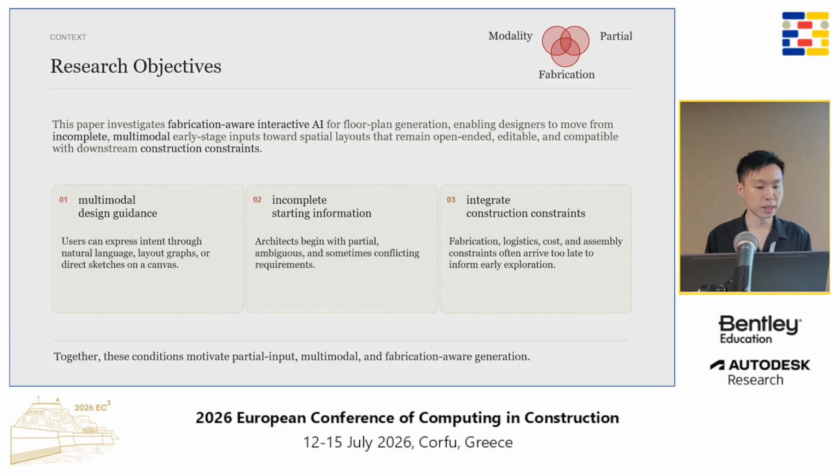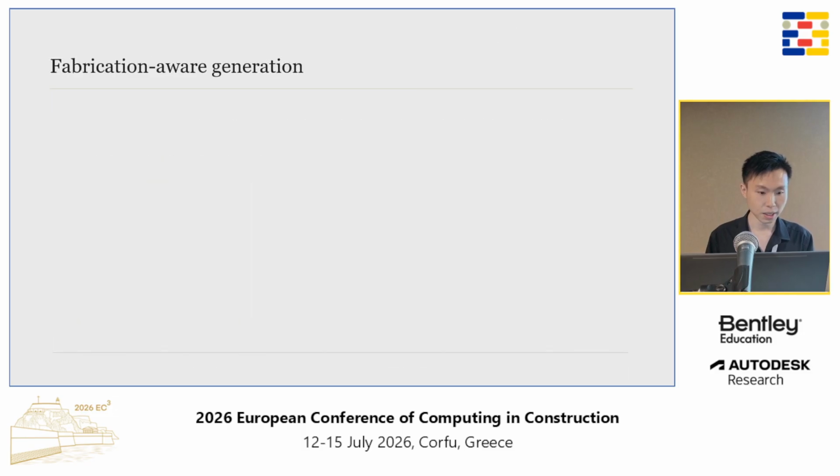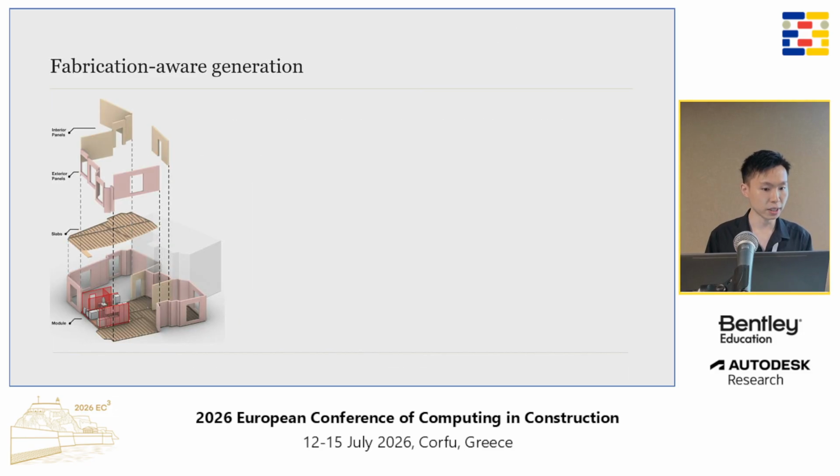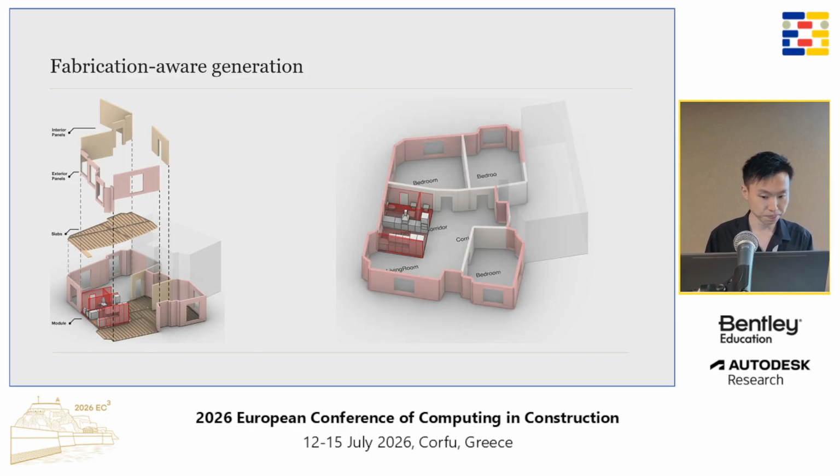So in a nutshell, this research is trying to solve the problems integrated from the previous work, allowing the user to specify the multimodal design constraints and incomplete starting information, but also to integrate the construction constraints. And in our case, we want to construct the entire apartment from several categories of elements, including the interior panels, exterior panels, slabs, and the modules.